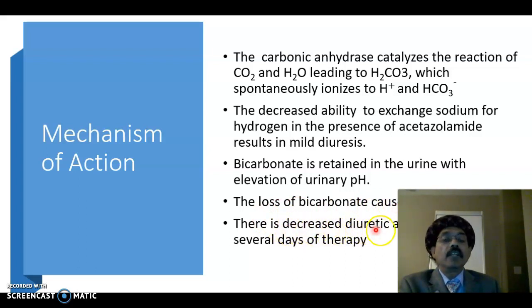There is decreased diuretic action following several days of therapy. Why did this happen? Because we have loss of bicarbonate. The urine becomes very alkaline and the blood becomes acidotic. So the blood goes through metabolic acidosis. Urine is alkaline. In that condition, the efficacy, the diuretic action of acetazolamide or carbonic anhydrase inhibitors, is lost.